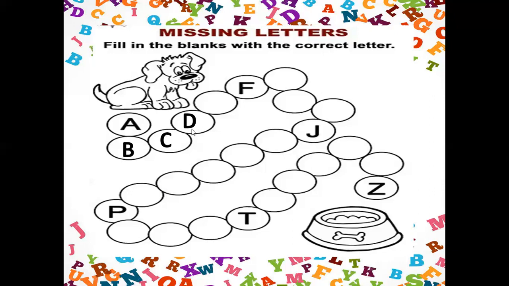Now again, we have a missing letter after D. So what is the next letter after D? The next letter after D is F. No, F is this one and it is already mentioned. We need to fill the letter after D. So the letter after D is E. Okay, the letter after D is E. Now we have filled the missing letters from A to F.